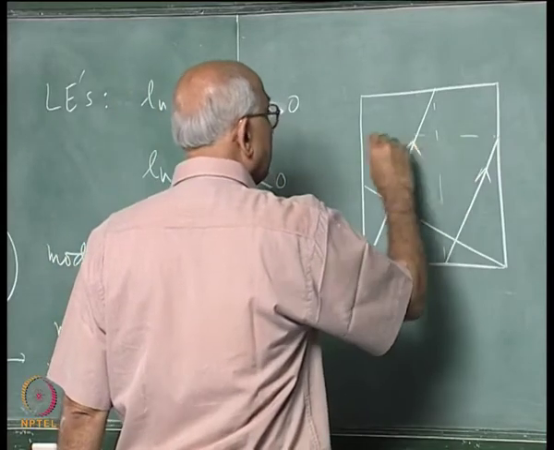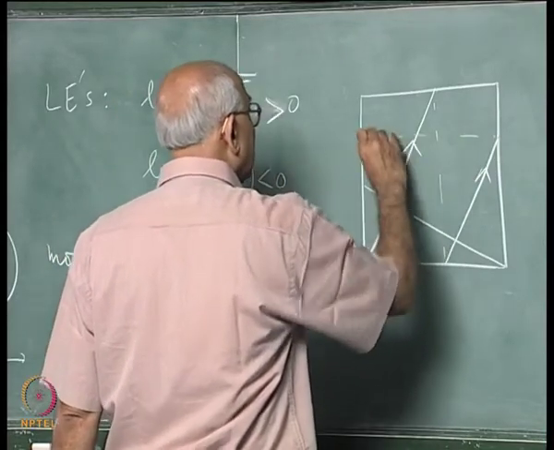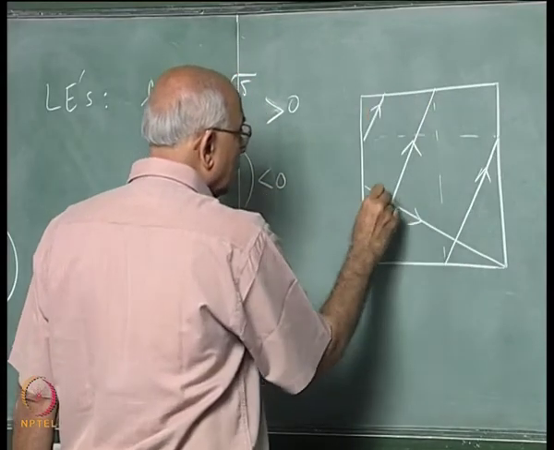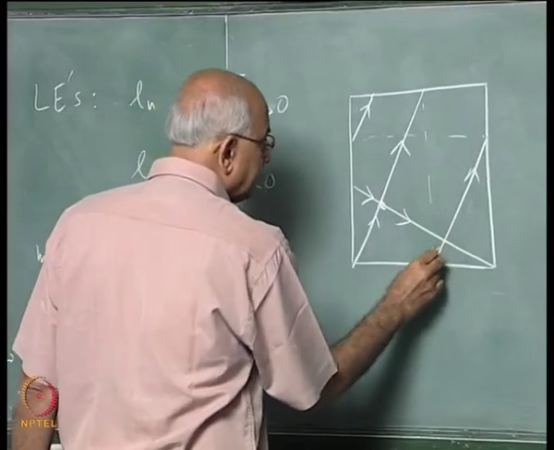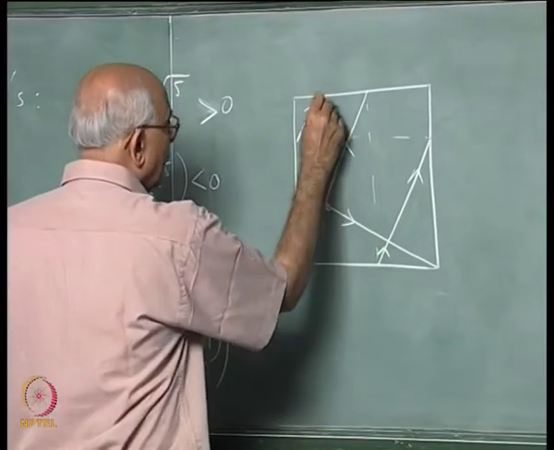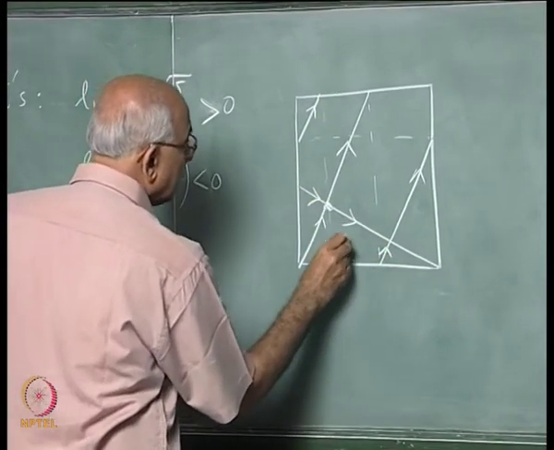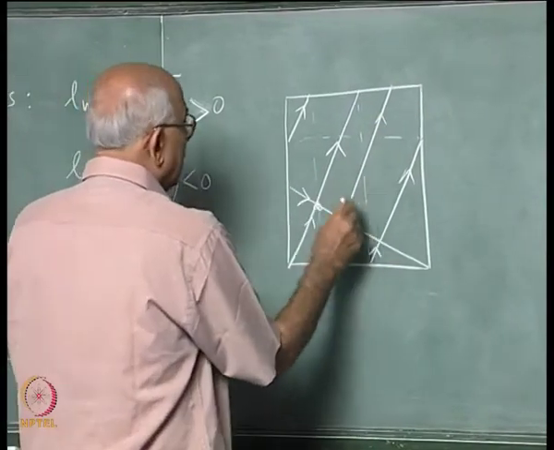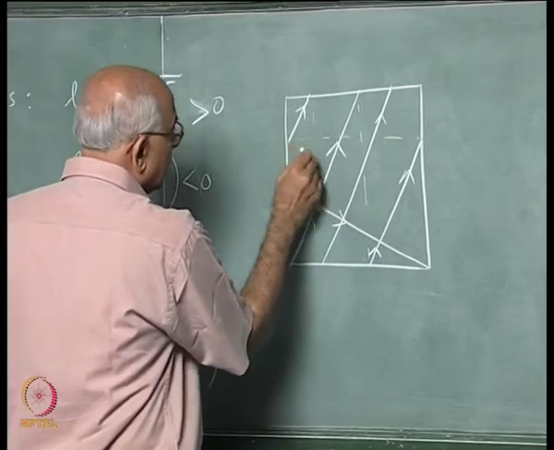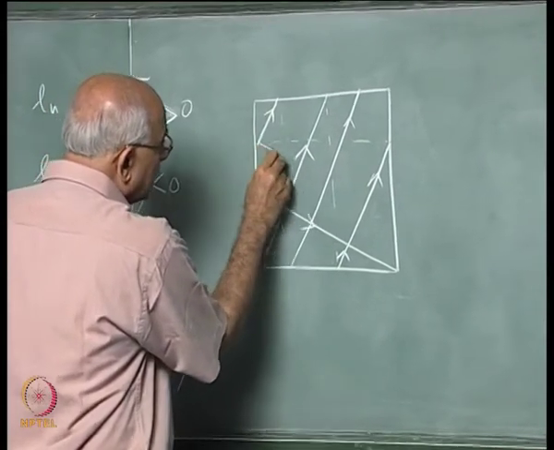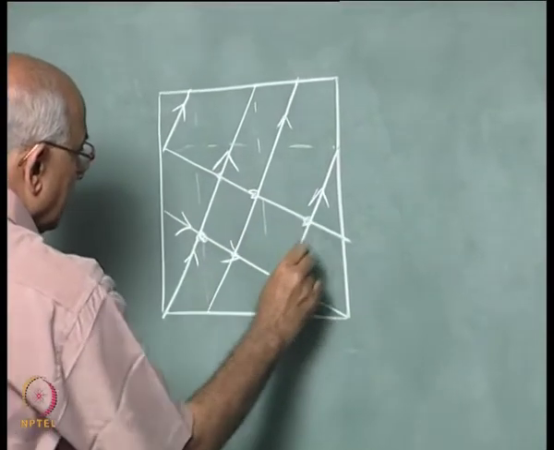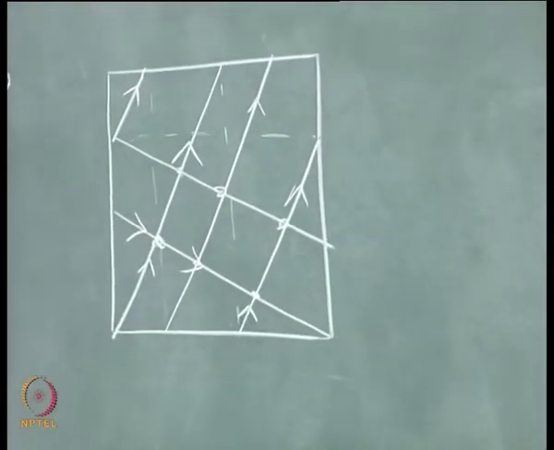Once you are there, you are going to be injected back here, and then parallel to this, you are going to go off. Similarly here, you are going to go off like this, and then you are going to come here, go off like that, and this will keep happening all the time. So at every point there is a transversal intersection.